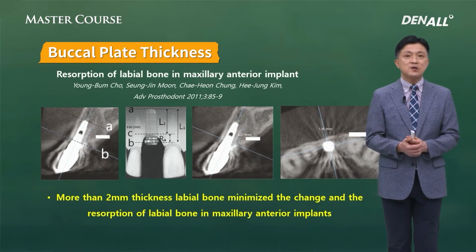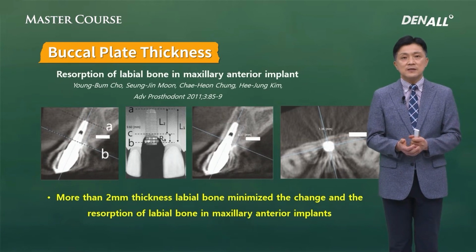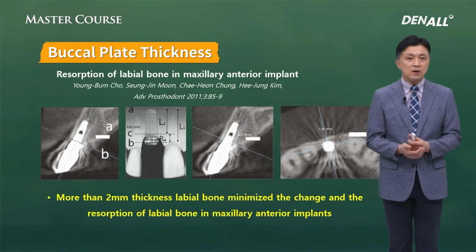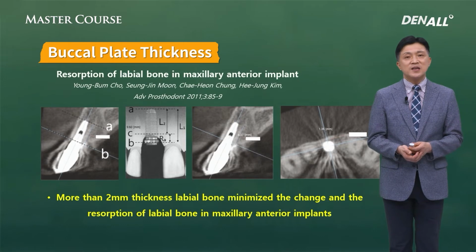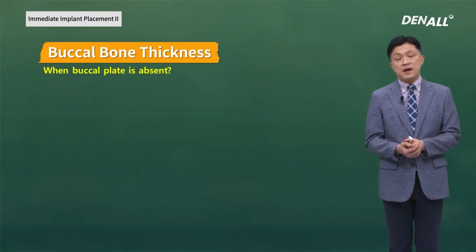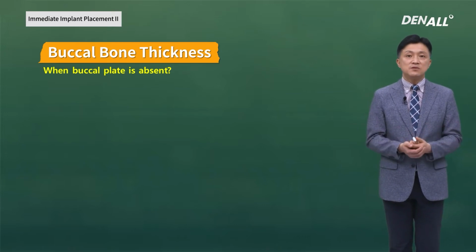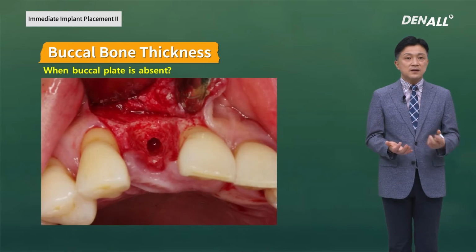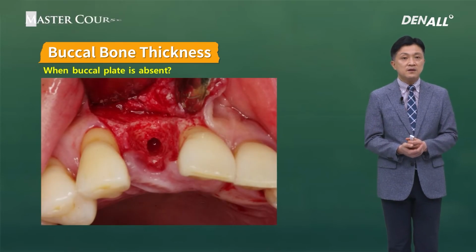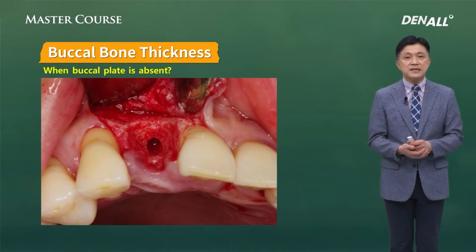However, in the case of the upper anterior where most remodeling occurs, it is practically speaking impossible to see a buccal plate over 2 millimeter. If there's no buccal plate, what should you do? You can assume that remodeling is going to occur in maximum. If there's no labial plate, there needs to be a regenerative procedure to regenerate the labial plate.